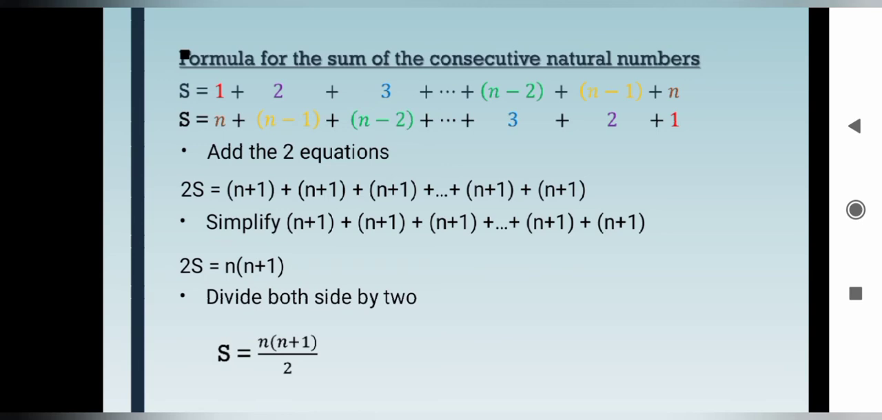0 plus 1 plus 2 plus 3. Of course, we should include 0 kasi 0 amount of dollar is still amount. The condition is, every packet has a different amount of dollar. 0 amount of dollar is still amount. Kaya dapat naka-include siya sa solution. So, magiging 0 plus 1 plus 2 until 9.